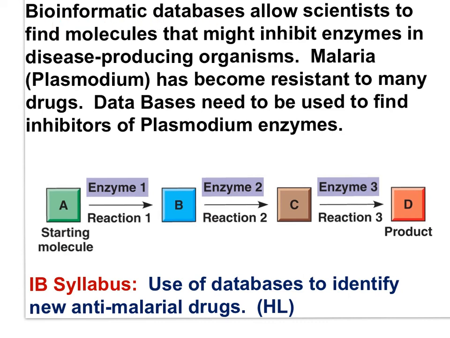As a note, bioinformatic databases allow scientists to find molecules that might inhibit enzymes in disease-producing organisms. Malaria, for example, has become resistant to many drugs. Databases need to be used to find inhibitors of the malarial enzymes.